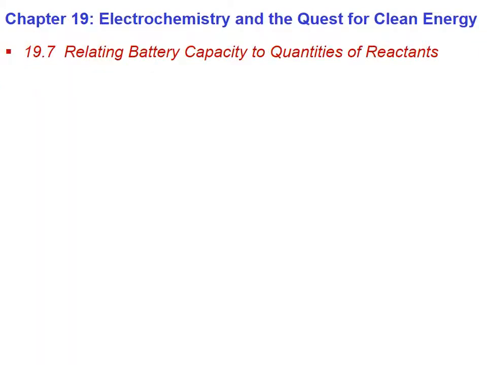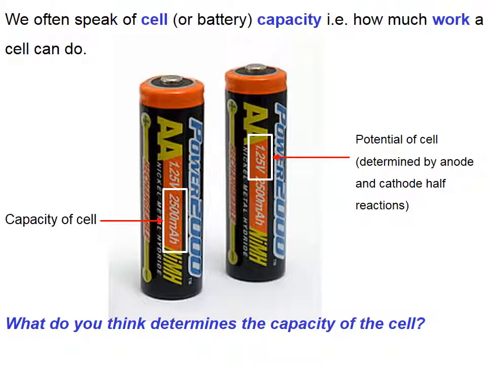So 19.7, relating battery capacity to the quantities of reactants. Clearly, as we increase the quantity of reactants, we will increase our battery capacity. But how are those things related quantitatively? You've probably thought about the capacity of a battery. You know that when a battery runs flat, it no longer has the capacity to do any work. So when we look at a cell, how do we know how much work a cell can do?